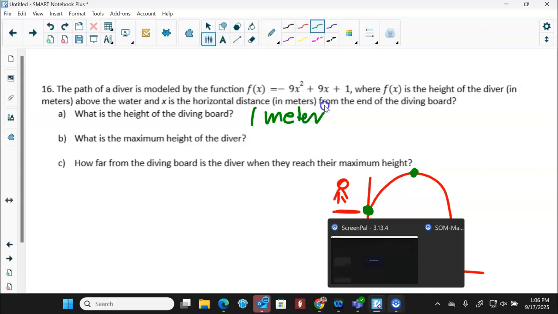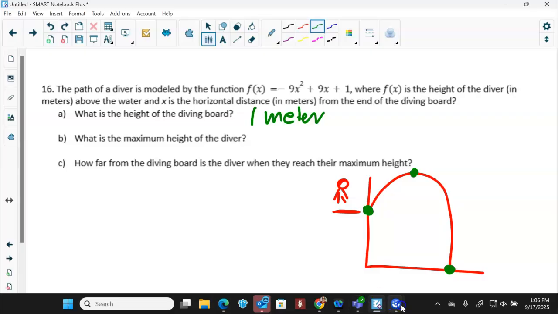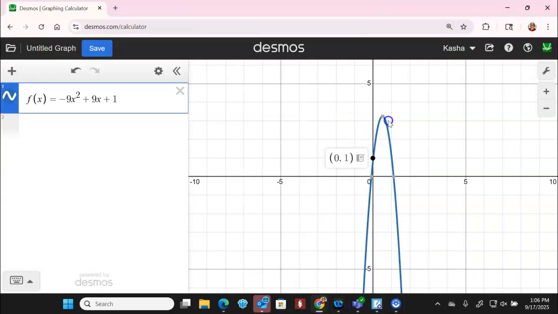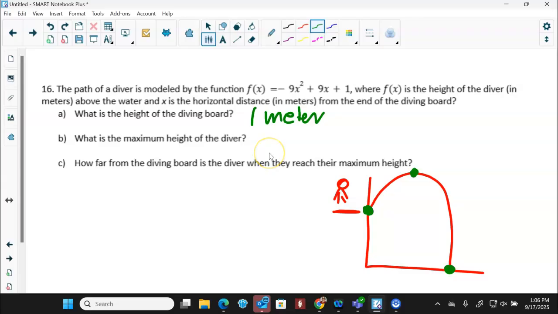What is the maximum height of the diver? Again, we're going to go back to our graph and look at the maximum point, the peak of the parabola. Again, which number represents height? The y value. This is time. 3.25 meters, okay? 3.25 meters is your answer.